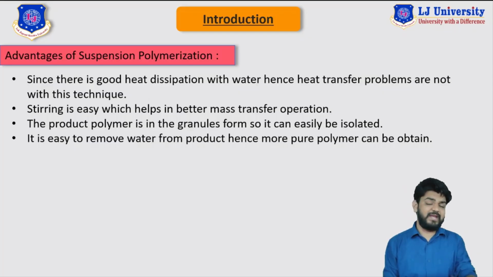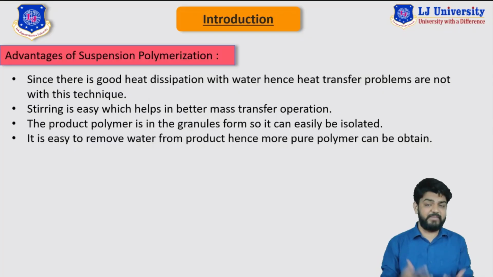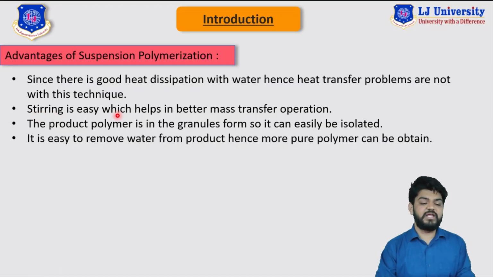This is the main advantage of suspension polymerization, in which we can easily control the exothermicity of the reaction. We can easily control the temperature inside the suspension polymerization. Now the next advantage is that stirring is very easy, which also helps in better mass transfer. With this type of suspension polymerization, we can easily agitate or stir the entire mixture.